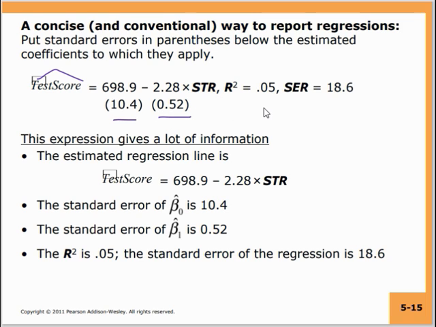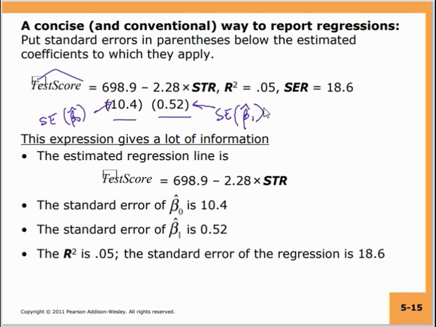Okay, so this is the standard error of beta 0 hat, and this is the standard error of beta 1 hat. So once you start building models, this is how you should report your model as a single linear function. And R square is 0.05 and standard error of the regression is 18.6.